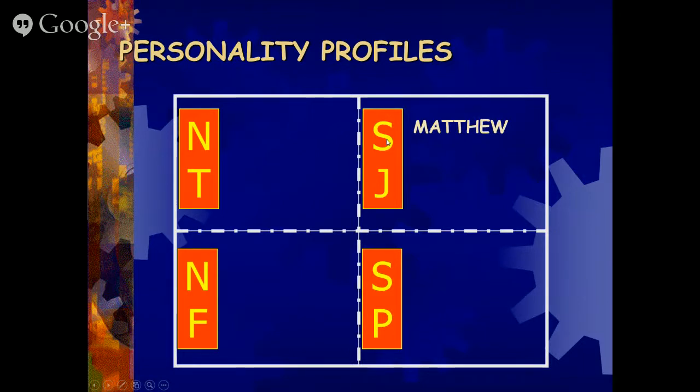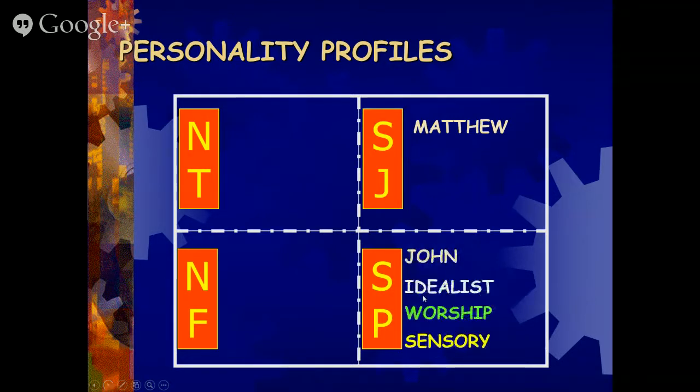So here is the SJ. The SJ, you will see, corresponds to that driver, that kind of leader person that we spoke about earlier. The SP is the one who corresponds to John the evangelist. They are the idealists. For them, when it comes to their spirituality, their interaction with God, it would all be around their experience of worship, and their sensory with regard to that, as well as other relationships in their lives.